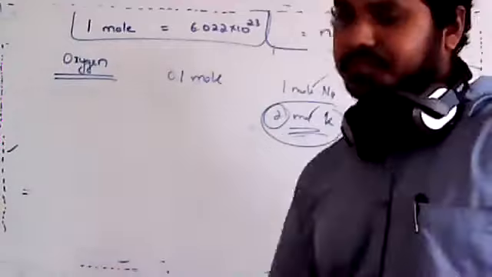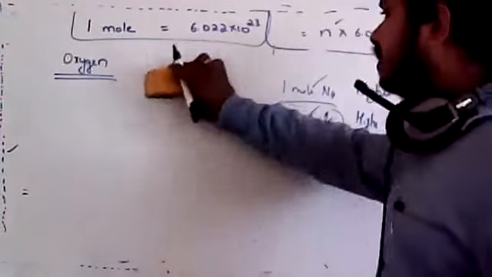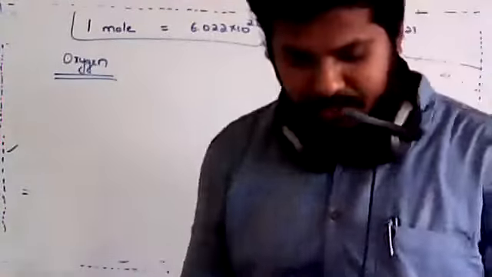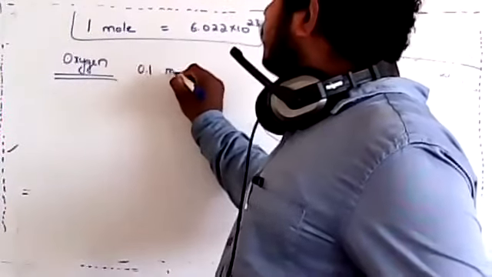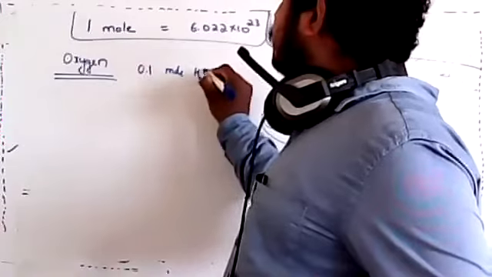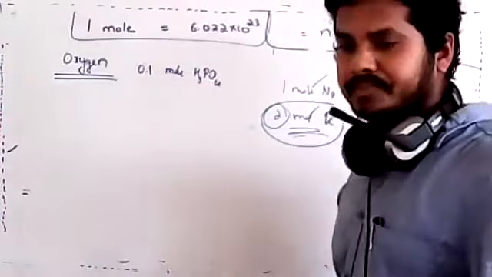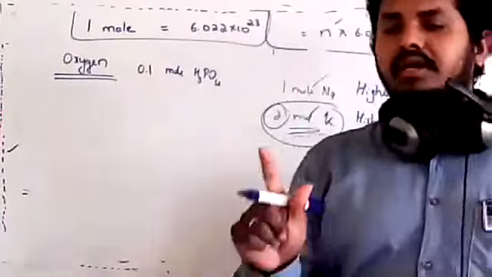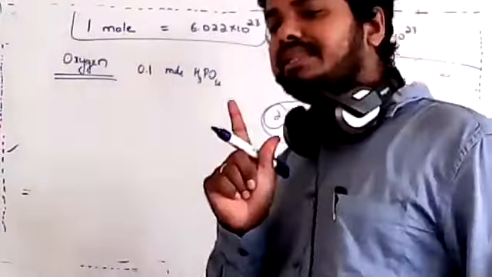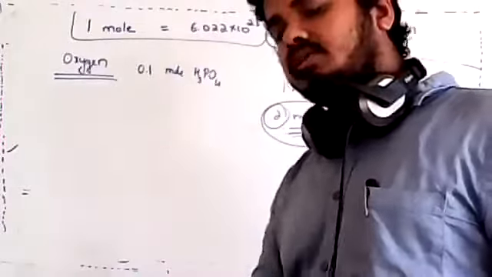Let me do that for the first one. Then you can try the others. For example, see here, what they have given is 0.1 mole of H3PO4. I'll solve the first one. In the 6th question, I'm explaining the first option. Try to answer the other options afterwards. Okay.